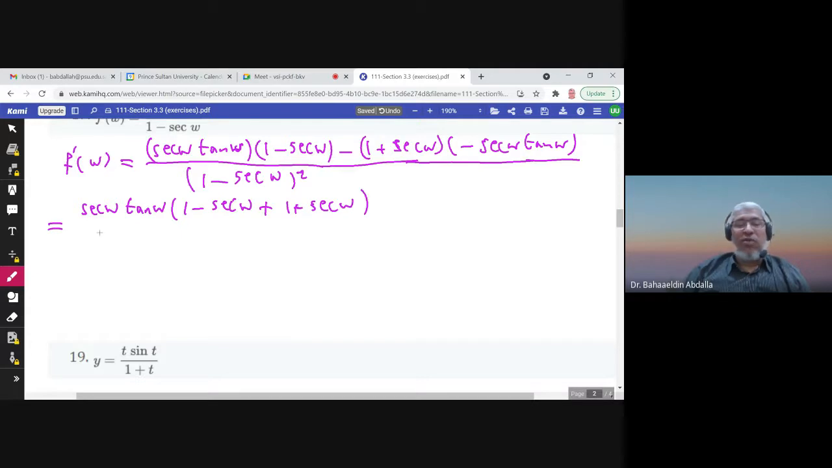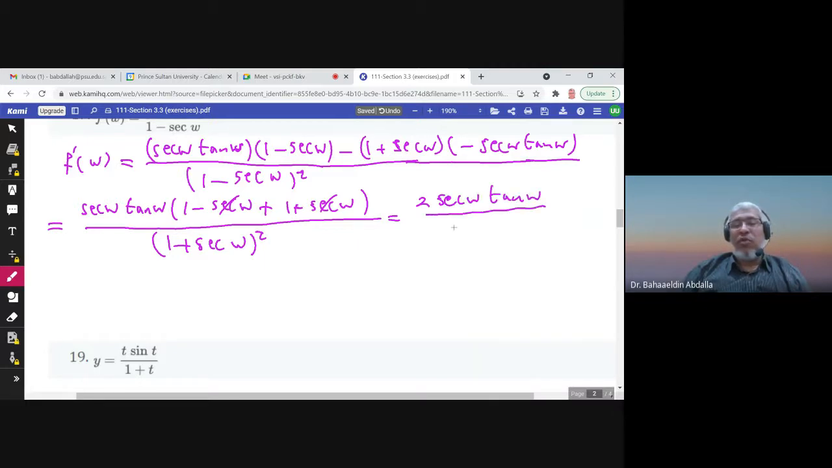So if you take a common factor, it would be immediately like this. And now negative secant cancels with secant, and 1 plus 1 is 2. So the final answer would be 2 secant w tan w over 1 plus secant w to the power 2.